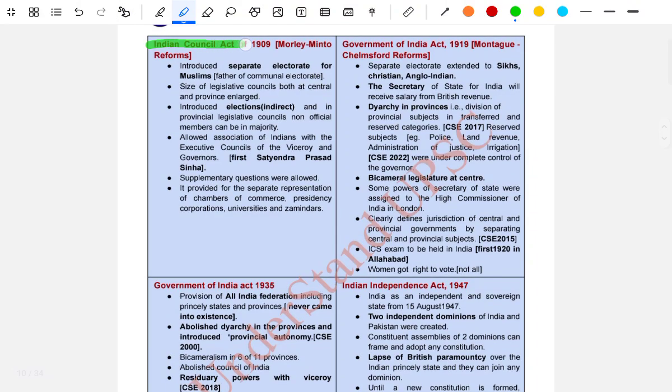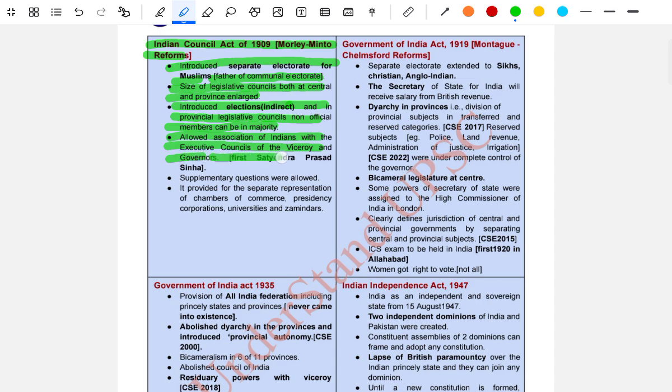Indian Councils Act of 1909, Morley-Minto Reform. It introduced a separate electorate for the Muslims, the father of the communal electorate. The size of the legislative councils, both at the central and provincial levels, was increased. It introduced indirect elections, and in the provincial legislative councils official members could be in the majority. It allowed the association of Indians with the executive councils of the Viceroy and the Governors.